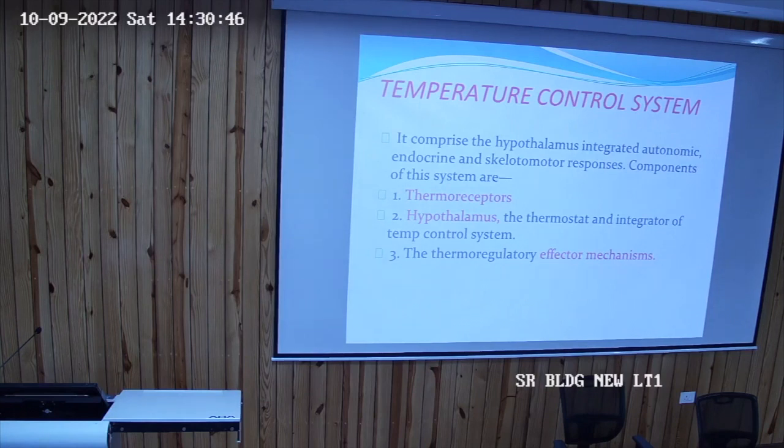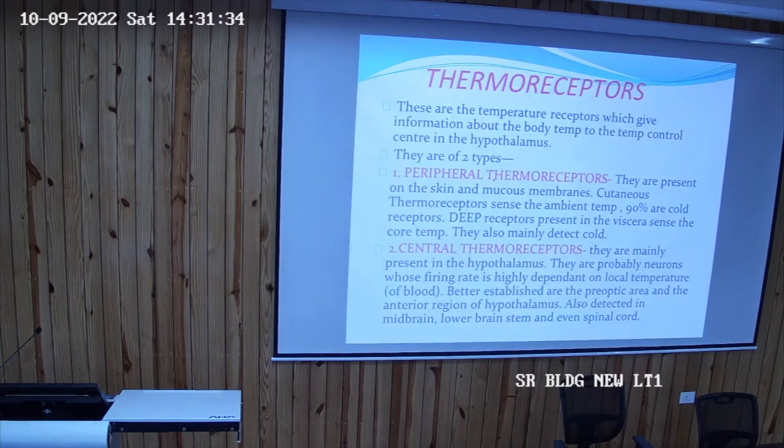They are integrated by autonomic, endocrine and skeletal-motor response. The function of the receptor is to carry the information. The information will be read by the hypothalamus, the temperature regulating center, that will give the command or effect. This effect is brought about by endocrine, autonomic and skeletal-motor response. Now what do you mean by endocrine response? The response brought about by hormones.